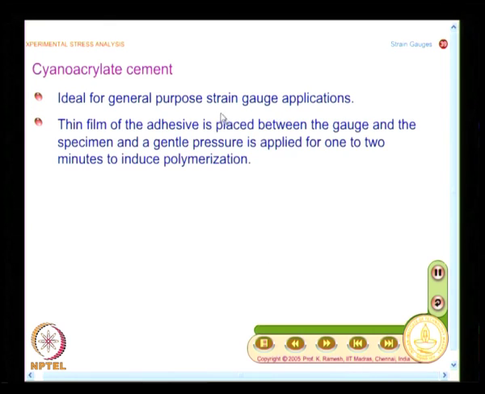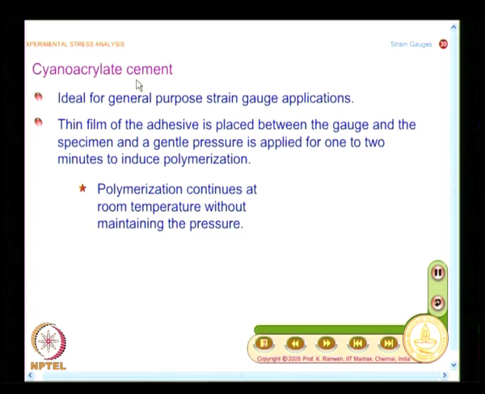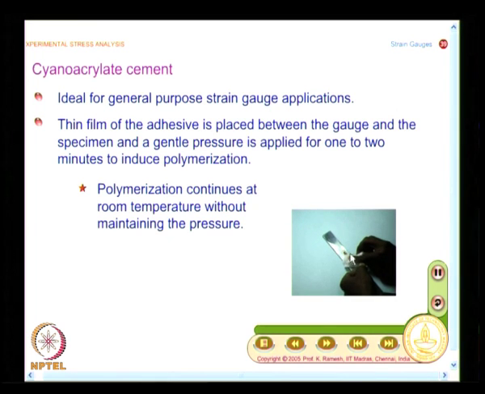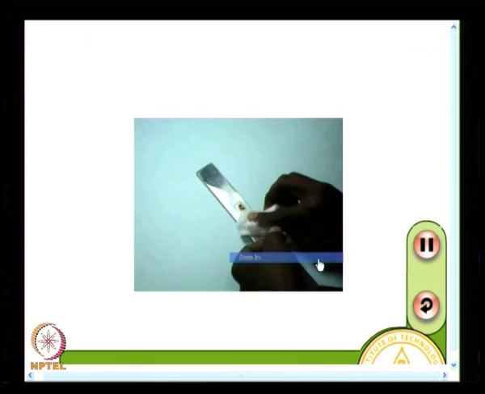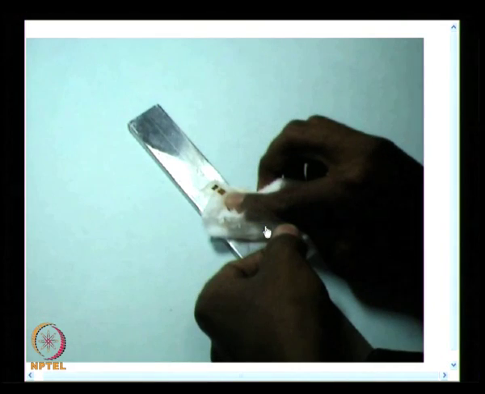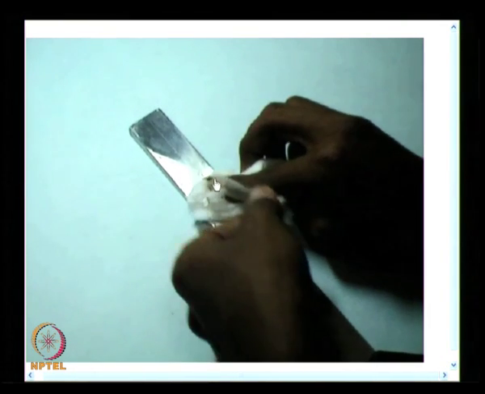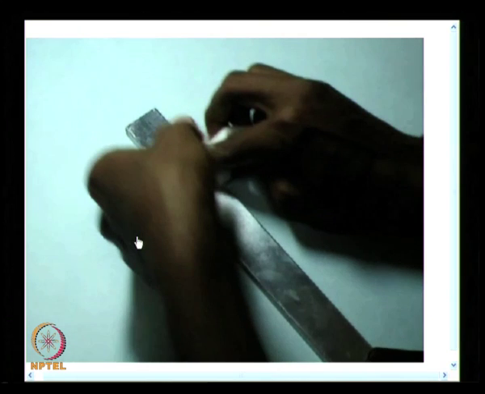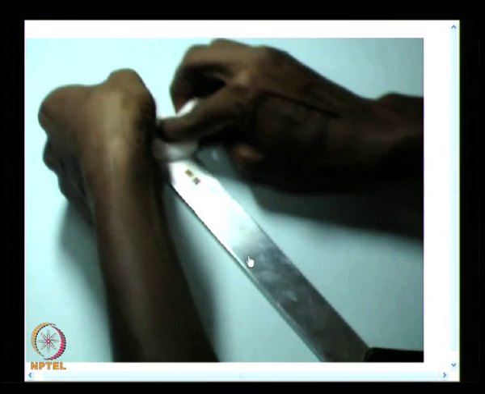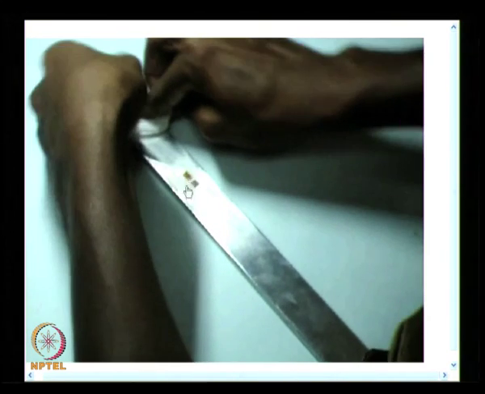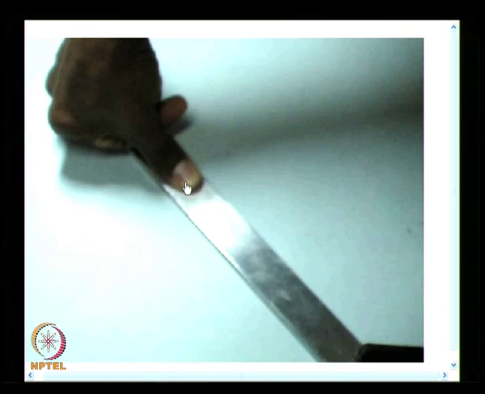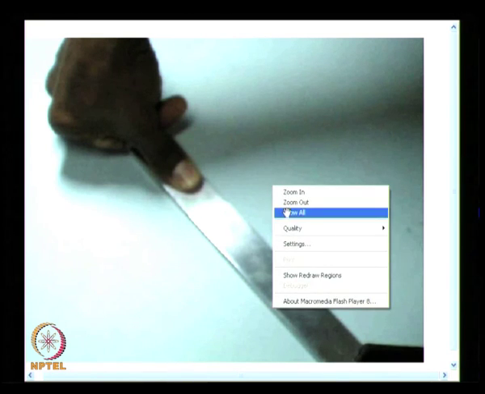So, for general purpose strain gauge applications, you go for a cyanoacrylate cement, and we will also have a look at this animation. What you find here is you have a strain gauge on the cellophane tape, you put that M-bond adhesive here, and you finally press it by a thumb and keep it for a minute or two, your curing is done, as simple as that.